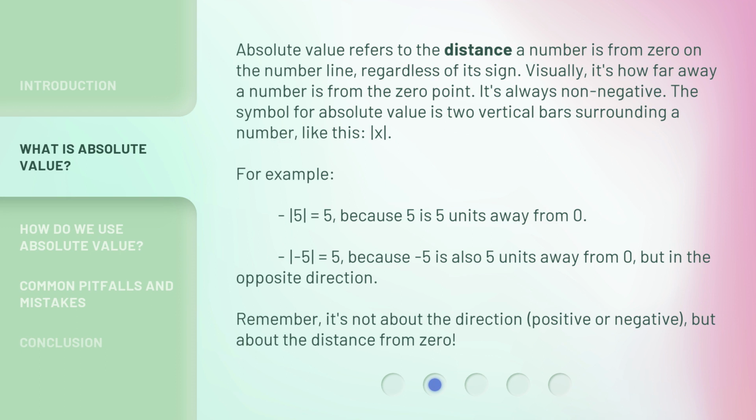|x|. For example, |5| equals 5, because 5 is 5 units away from 0. |-5| equals 5, because -5 is also 5 units away from 0, but in the opposite direction. Remember, it's not about the direction, positive or negative, but about the distance from 0.